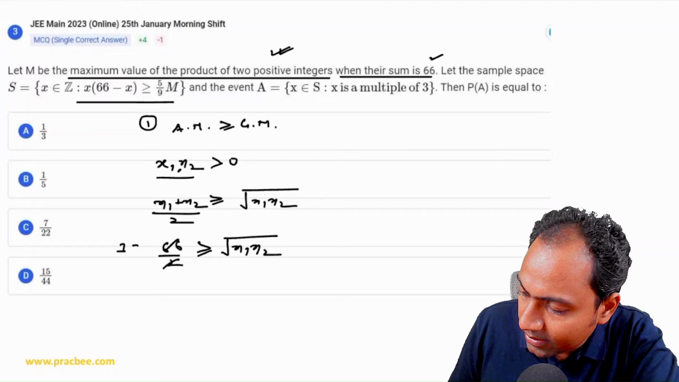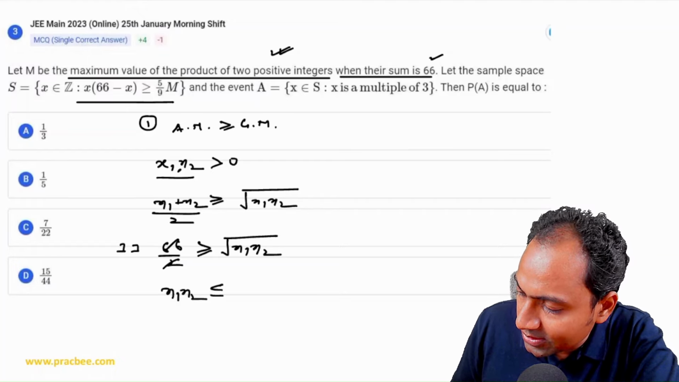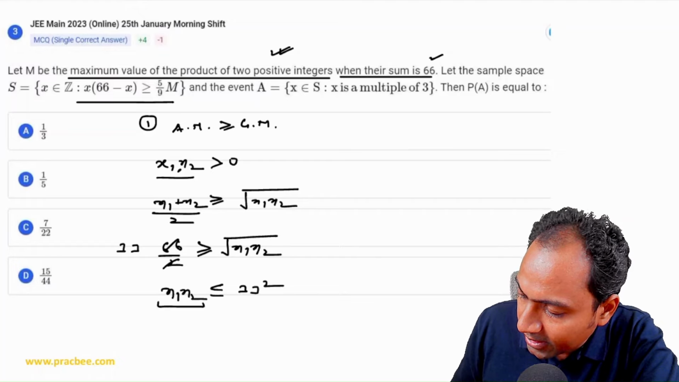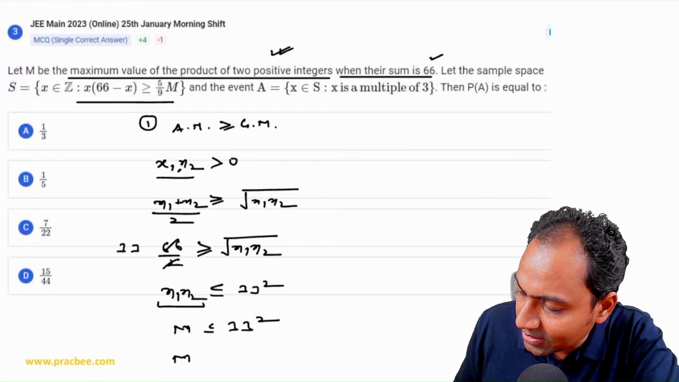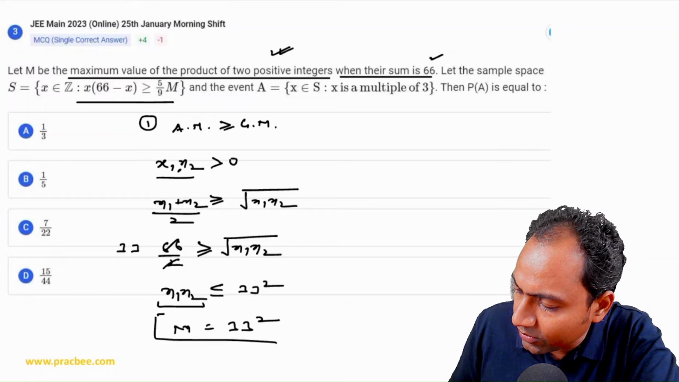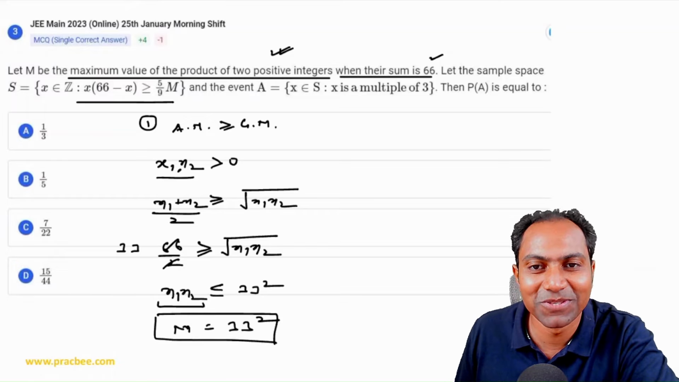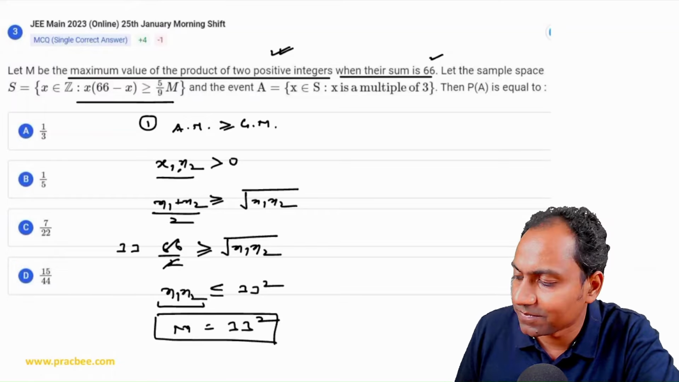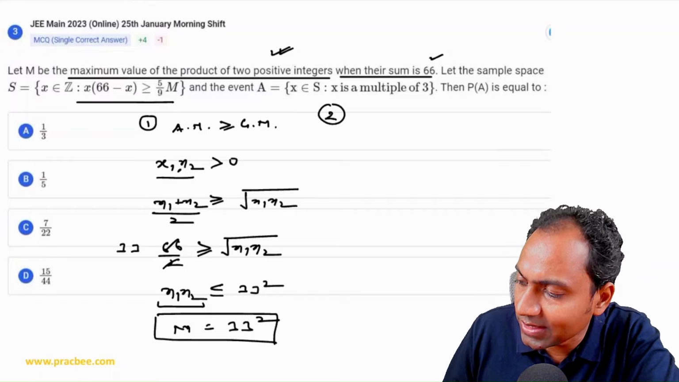Once I do that, what I have got is x1 x2 is always smaller than or equal to 33 square, and this is nothing but m. So m is smaller than or equal to 33 square, and what I want is the maximum value. So m is nothing but the maximum value. So instead of writing smaller than or equal to, let us put equal to. We have got the value of m by applying AM is greater than or equal to GM. Now let us come on to the next part. In the next part we have to solve an inequality.